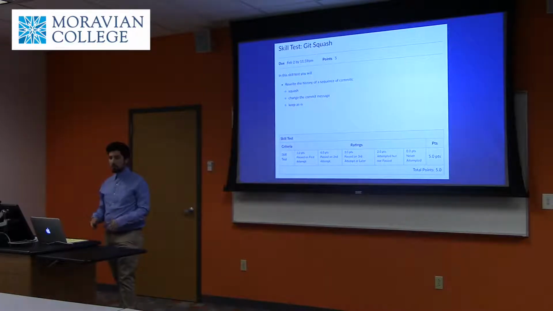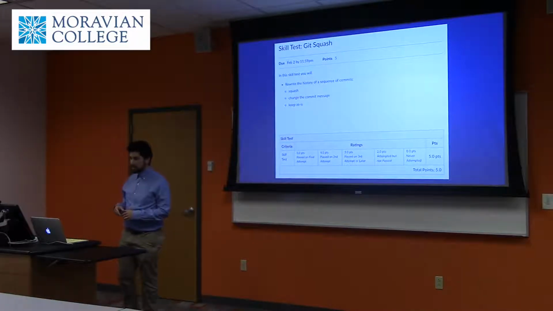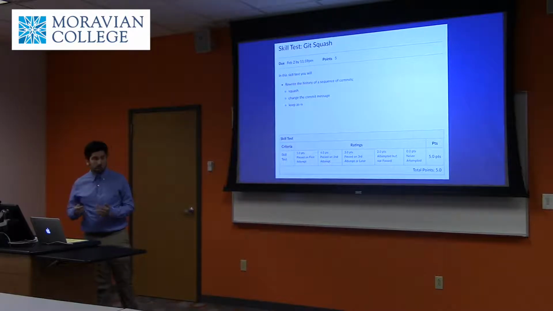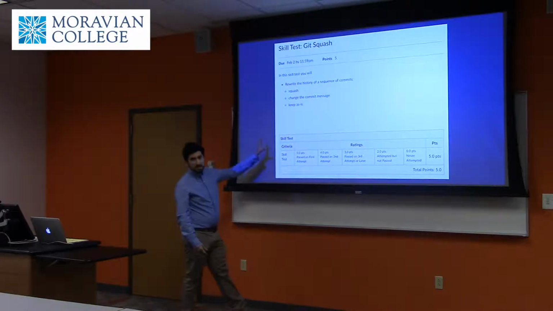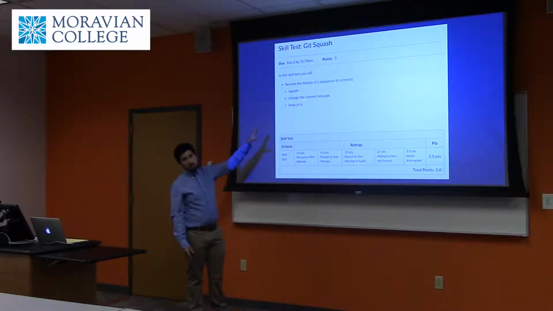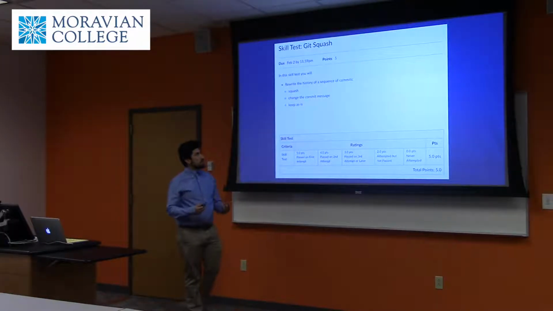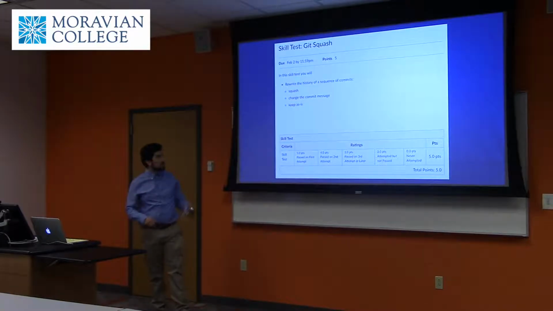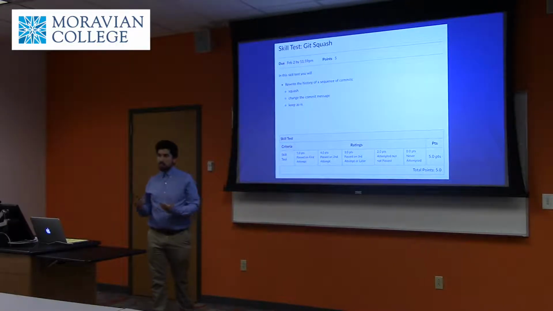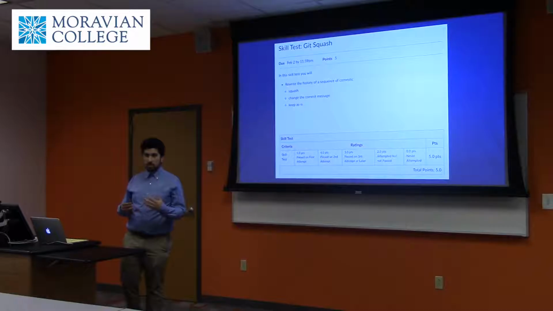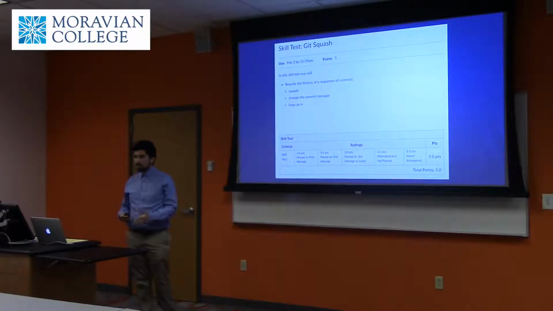Once we were ready, we sat down with Dr. Coleman in his office and performed tasks right in front of him. So here we have an example of a skill test where we had to use git squash. The idea of the skill test was we had to rewrite the history of a sequence of commits using a squash command, changing them to one commit message, and keeping any useful commit messages as is.